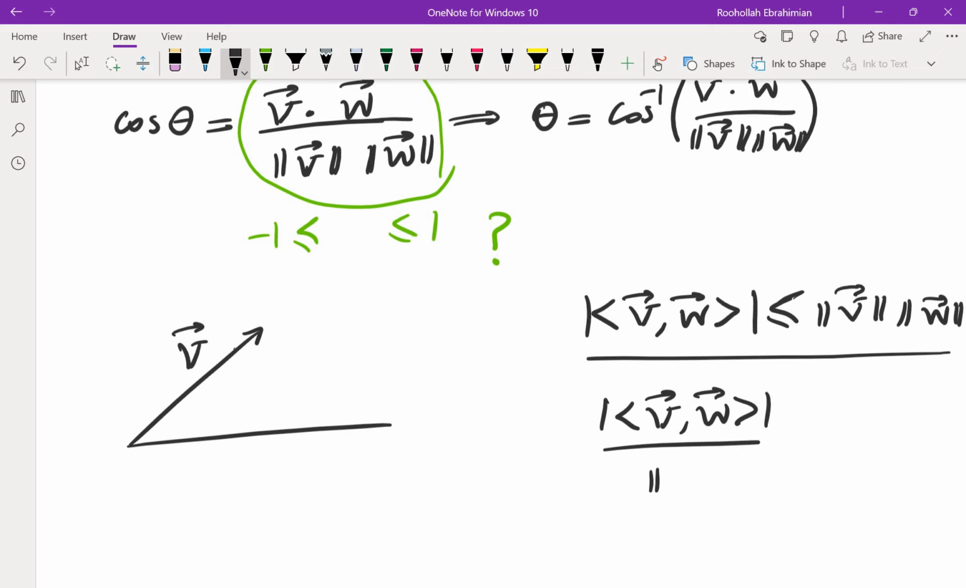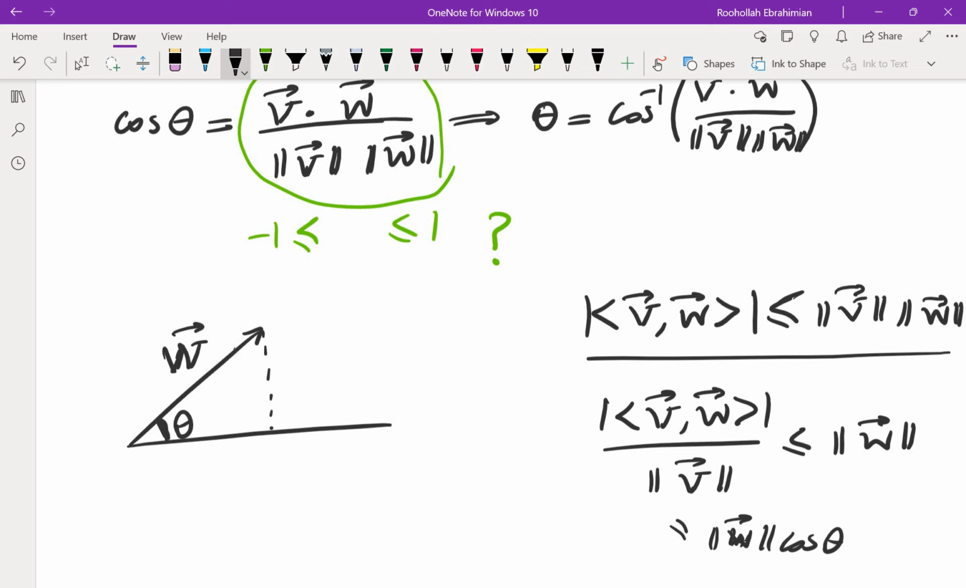Now, intuitively, based on what we had seen before, this is essentially just the norm of W cosine of theta. So in Euclidean geometry, what happens is this angle is theta, and let me change this one to W. This angle is theta. So this one is going to be the length of W times cosine of theta, and this angle is a 90-degree angle.